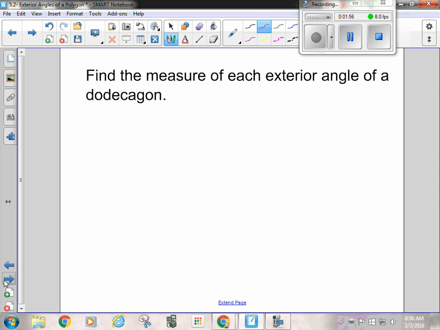Then we can find the measure of the exterior angle of a dodecagon. A dodecagon has 12 sides. So we're going to do it the same way. We're just going to take 360 and divide it by our 12, the number of sides we have. And we find that to be 30 degrees.